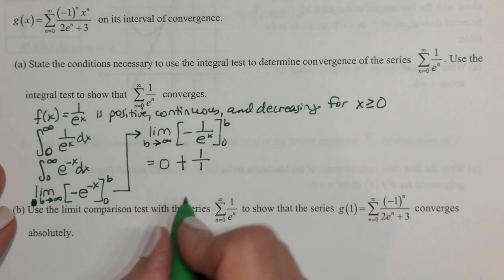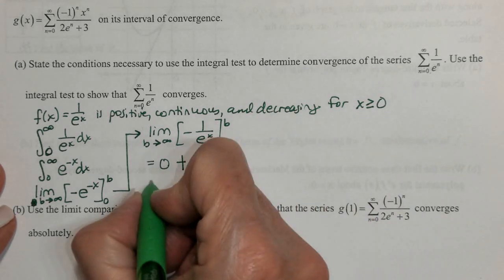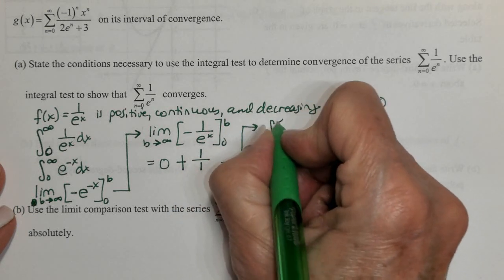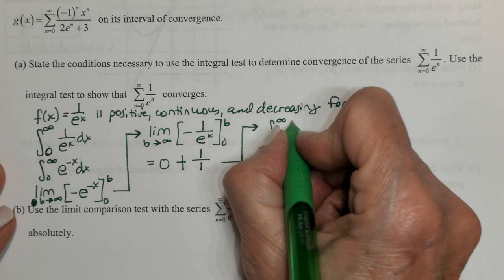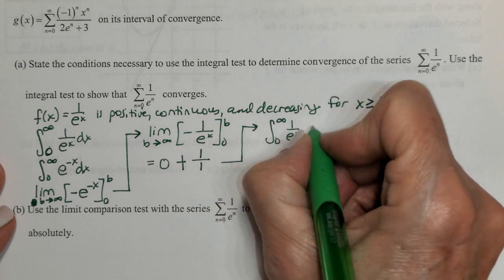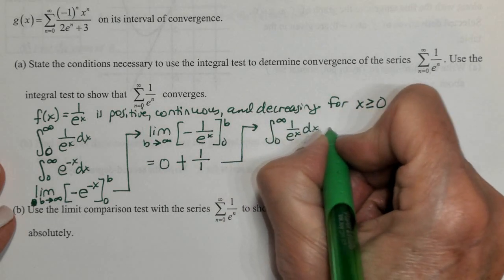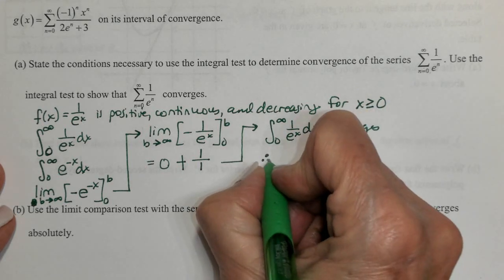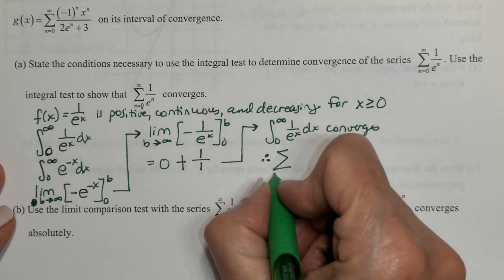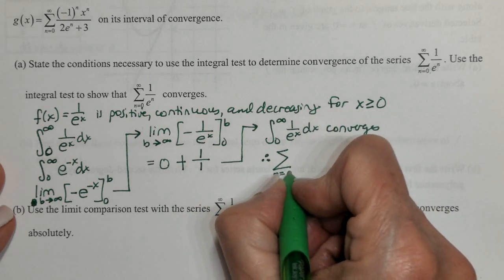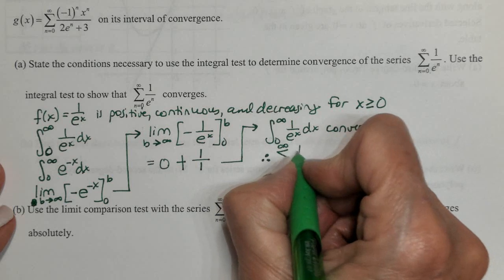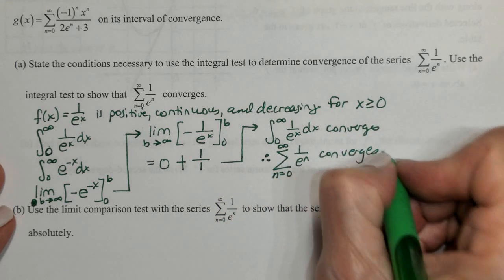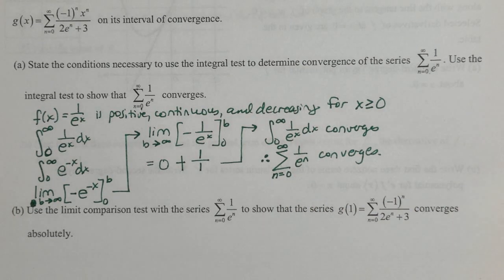All right? So I can say that the integral from 0 to infinity of 1 over e to the x dx converges. So the series n equals 0 to infinity of 1 over e to the n also converges by the integral test.